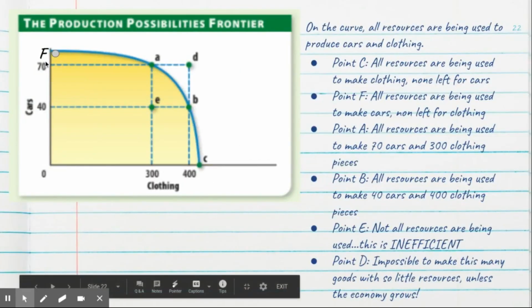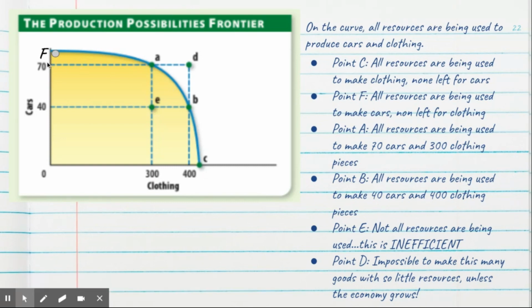So here is an example. This is a curved line, so that would be an increasing cost PPC, okay? So here is an example, and I've got different points, A through F, on here. Cars and clothing, made out of different things. Cars made out of metal, clothing made out of fabric. So different resources go into these.